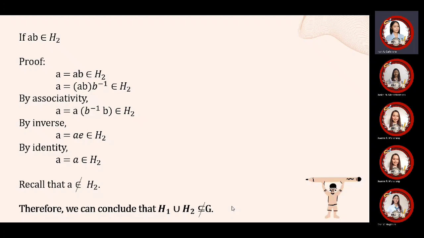Recall po that A is not an element of H sub 2. Therefore, we conclude that H sub 1 union H sub 2 is not a subgroup of G.